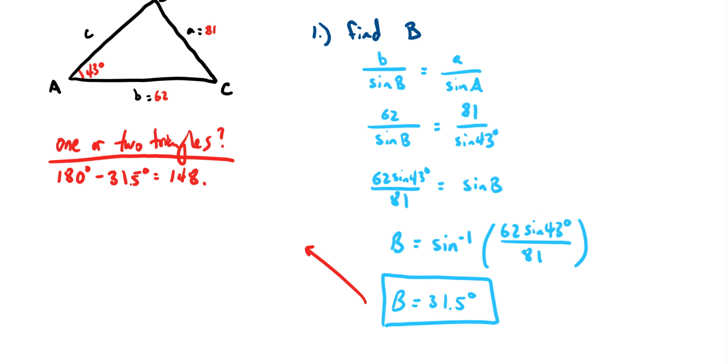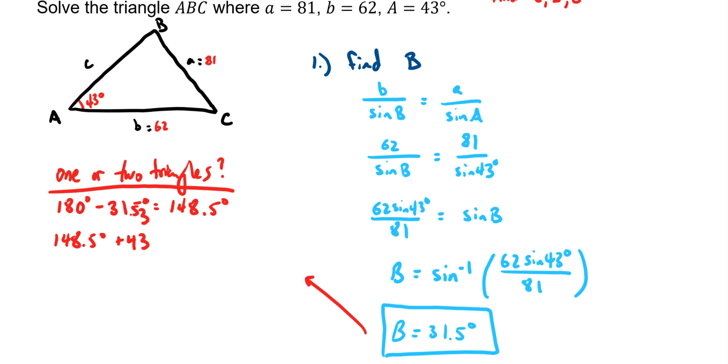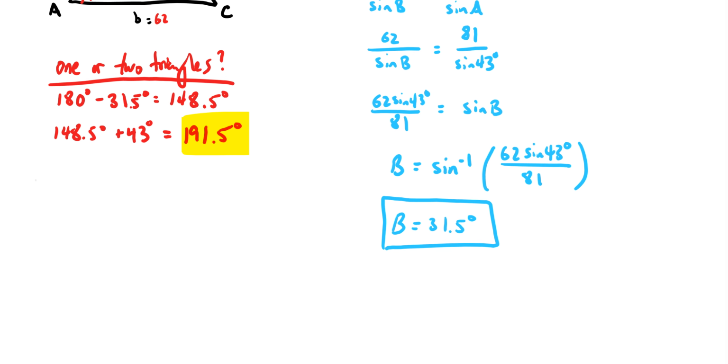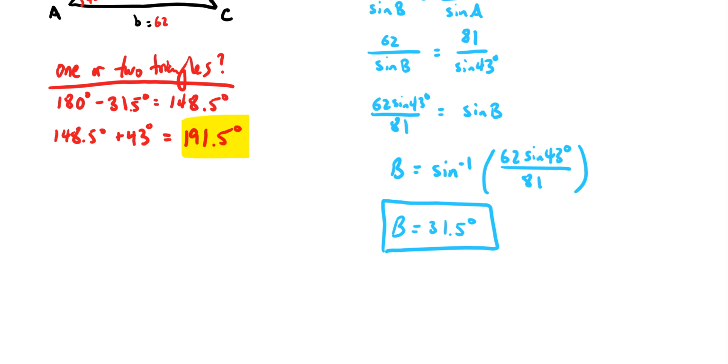We get 148.5 degrees. Then we're going to take that 148.5 degrees and add the initial given angle, which was 43 degrees. So we end up getting 191.5 degrees. Now this is where we form this conclusion. This value right here, since it's greater than 180 degrees, there's only going to be one triangle.